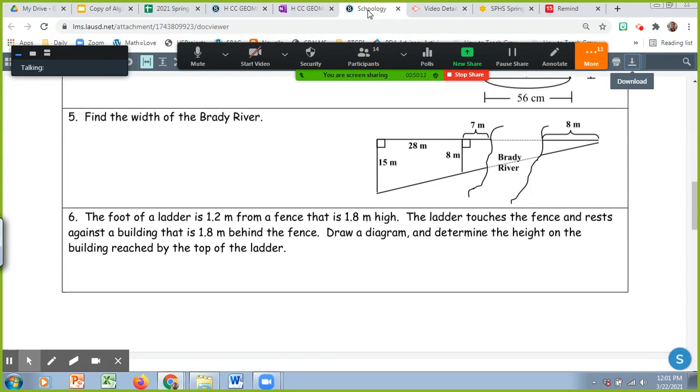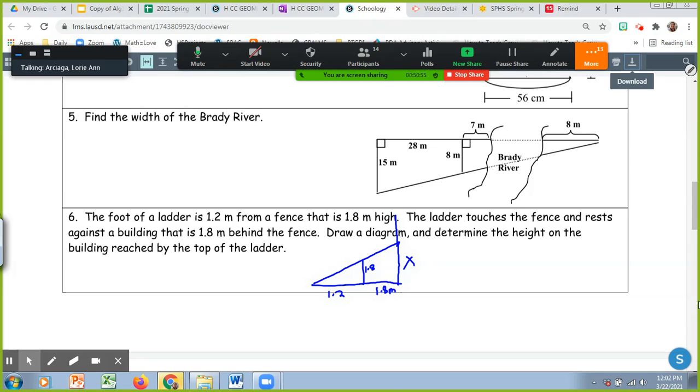For the X, okay, so you have a ladder, right? And this is your building. That's a tall building, but it rests on the building at some point. Okay, so this is your fence. It touches the fence, goes over it until it reaches the building. So the foot of the ladder is 1.2 from a fence, which is 1.8 meters high. And the building, I should have made it longer, my bad. And then this is 1.8 meters away from the fence. So you're looking for this. There you go.